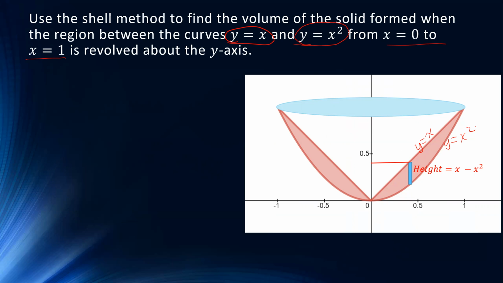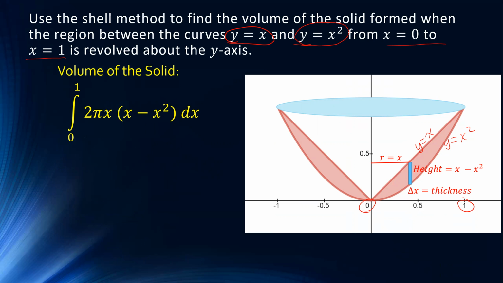And the radius is going to be just the x value right there. Okay, the thickness is delta x. So then we know that the volume would be an integral with respect to x. And so then it would go from 0 to 1. That's our limit of integration. So setting up the volume, from 0 to 1, 2 pi r multiplied by the height. And then we are going to integrate with respect to x because that's the thickness delta x.